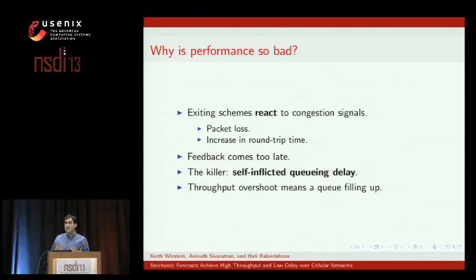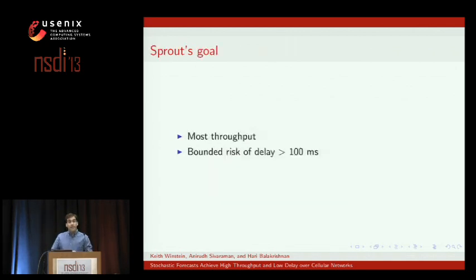We think it's because these existing schemes are primarily reactive. They wait for a signal of congestion. Could be packet loss, which these days does not happen very much on these cellular networks. Could be an increase in the round trip time. But what we find is that by the time you get these signals, it's just too late. You've already overshot the mark. And the real killer is this self-inflicted queuing delay that, as we saw, builds up these large delays, and you get these stalls, and "can you see me now," et cetera. Even a small overshoot can cause these large buildups.